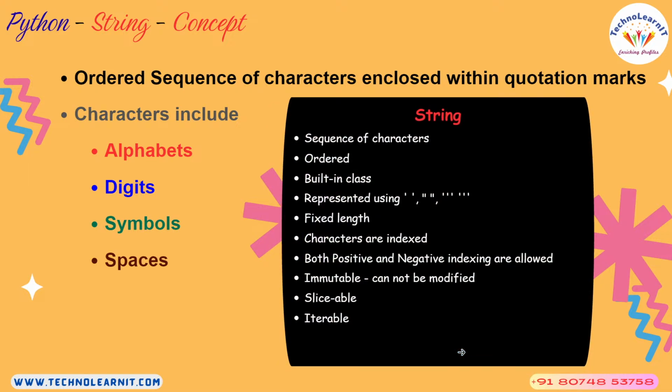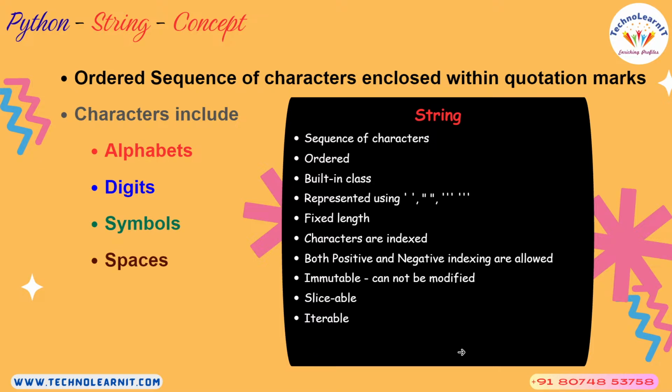All right, now what is a string? At a high level we have seen it, and let us go deeper. A string is a sequence of characters. Yes, we have seen that, and it is also an ordered set of characters. Let us understand what is meant by ordered in a second. It's a built-in class in Python. You need not develop anything. You can just consume the existing class and its methods to deal with strings. And it is represented using single quotes, double quotes, and triple quotes.